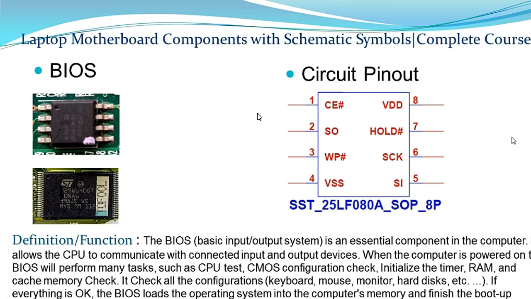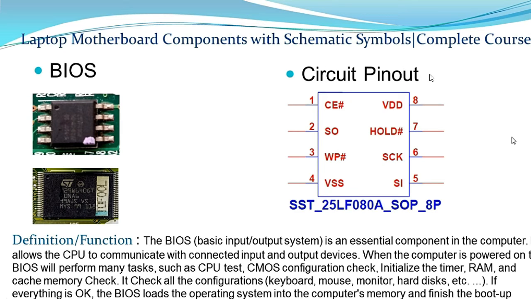The BIOS, basic input-output system, is an essential component in the computer, allowing the CPU to communicate with connected input and output devices. When the computer is powered on, the BIOS will perform many tasks such as CPU test, CMOS configuration check, initialize the timer, RAM and cache memory check. It checks all the configurations, keyboard, mouse, monitor, hard disk, etc. If everything is okay, the BIOS loads the operating system into the computer's memory and finishes the boot up.